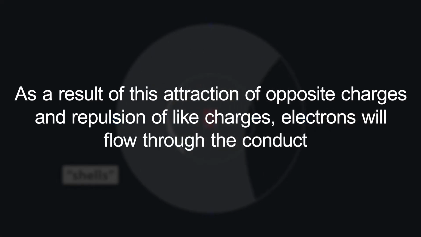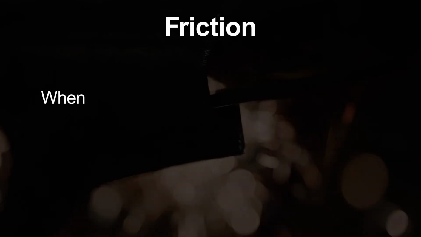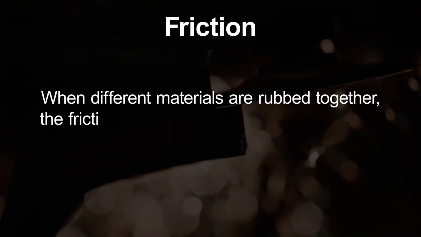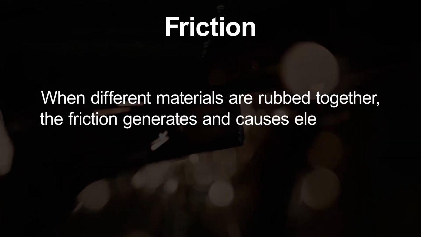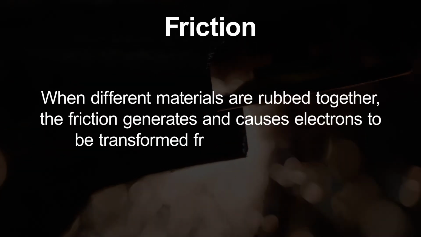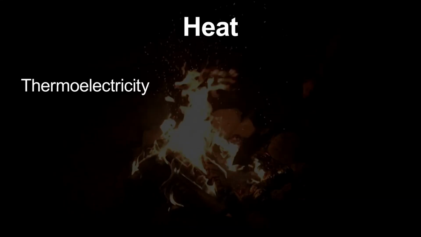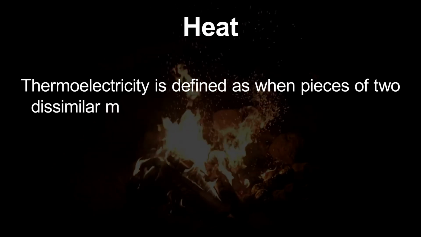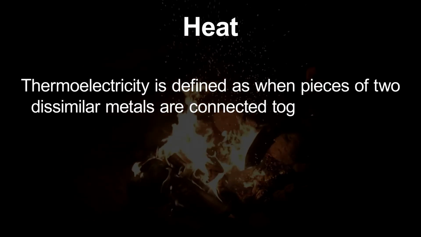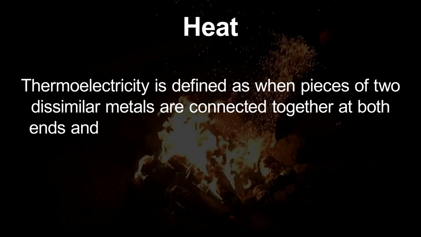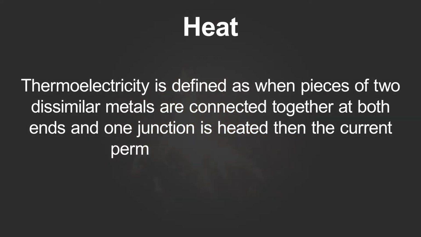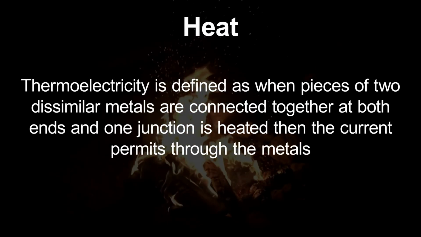Sources of electricity. Friction. When different materials are rubbed together, the friction generated causes electrons to be transferred from one to the other. Heat. Thermoelectricity is defined as follows: when pieces of two dissimilar metals are connected together at both ends and one junction is heated, then current flows through the metal.